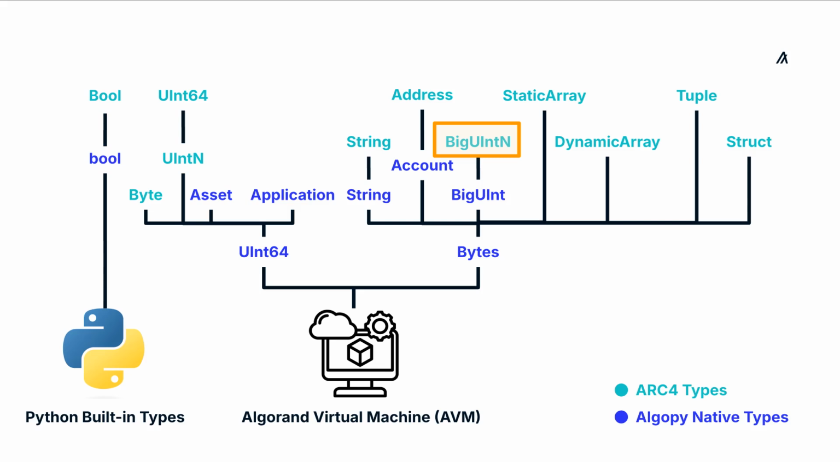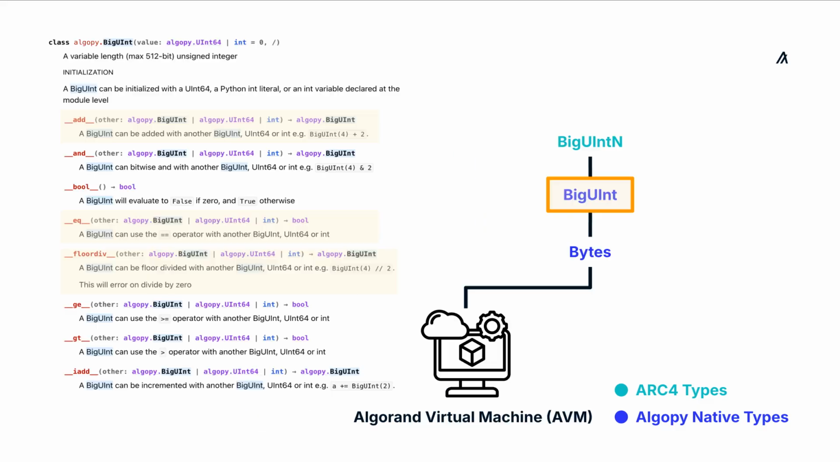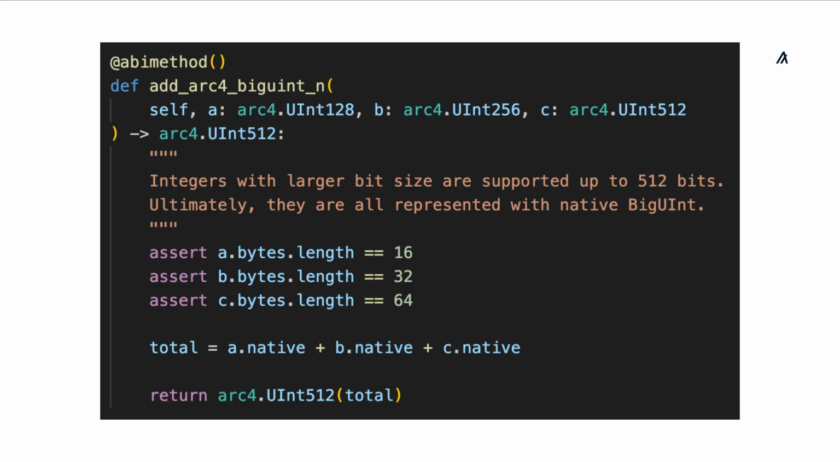The ARC4 BigUIntN type represents ARC4 uint types with max size of 512 bits. The underlying value of ARC4 BigUint type is algopy.biguint type, which is backed by bytes, not uint64. So, algopy.biguint type has its own math operation logic built into its class, which is more expensive than doing math operations with algopy.uint64 type. Take a look at this example.